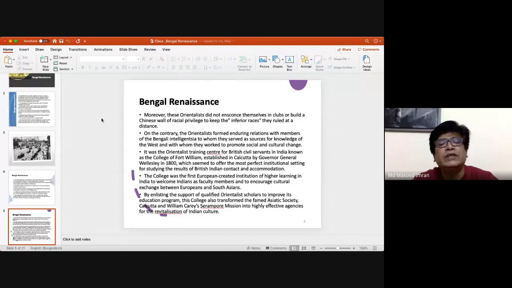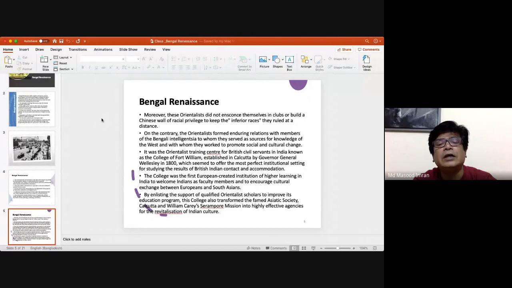The college was the first European-created institution of higher learning in India to welcome Indians as faculty members and to encourage cultural exchange between Europeans and South Asians. By enlisting the support of qualified Orientalist scholars to improve its education program, this college also transformed the famed Asiatic Society, Calcutta, and William Carey's Serampore missions into highly effective agencies for the revitalization of Indian culture. So in Calcutta, we find the Asiatic Society established by William Jones and William Carey's Serampore missionaries. And these two organizations developed to revitalize Indian culture.